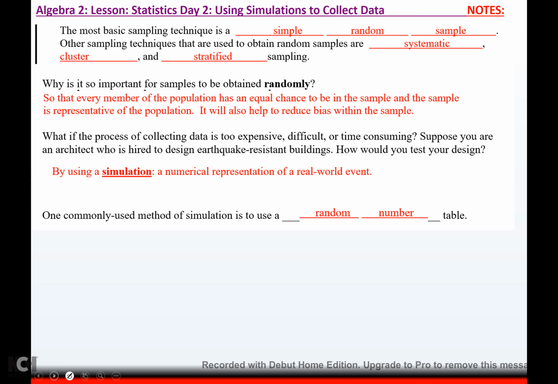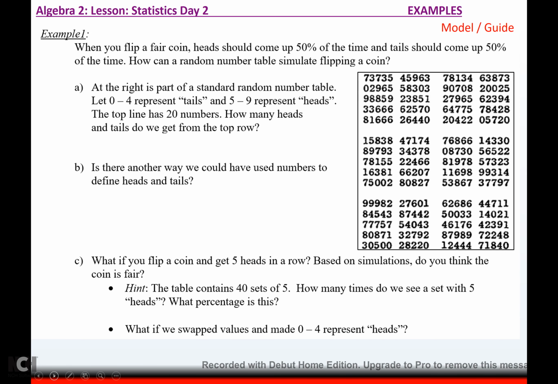So what we do is, there are these tables all over the place, and you can find them anywhere. You use a random number generator somewhere online, and you get these tables. Sometimes they're broken up, sometimes they're not. I actually prefer them not broken up. It depends on what you're looking for.